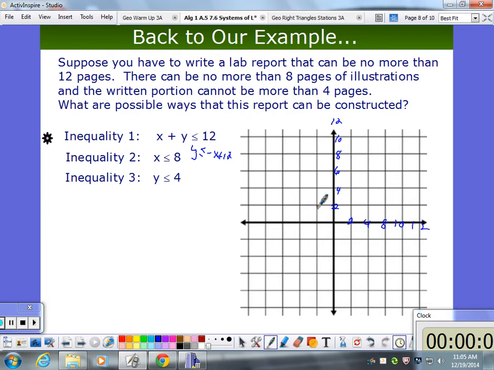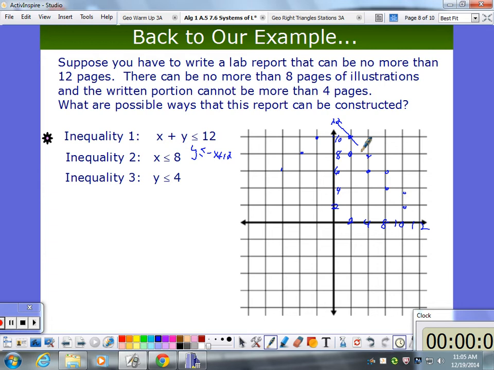So I'm going to graph that. y less than -x plus 12. So 12's up here. Down to the right. Okay, go this way.